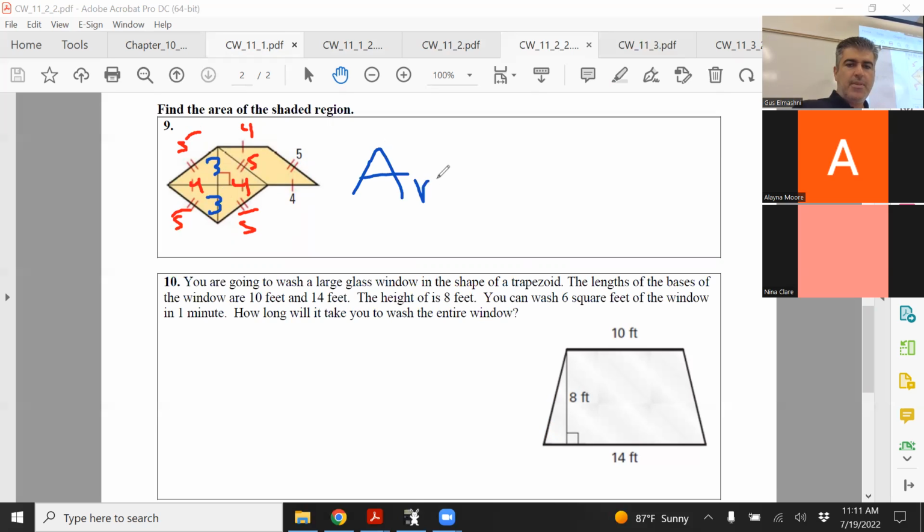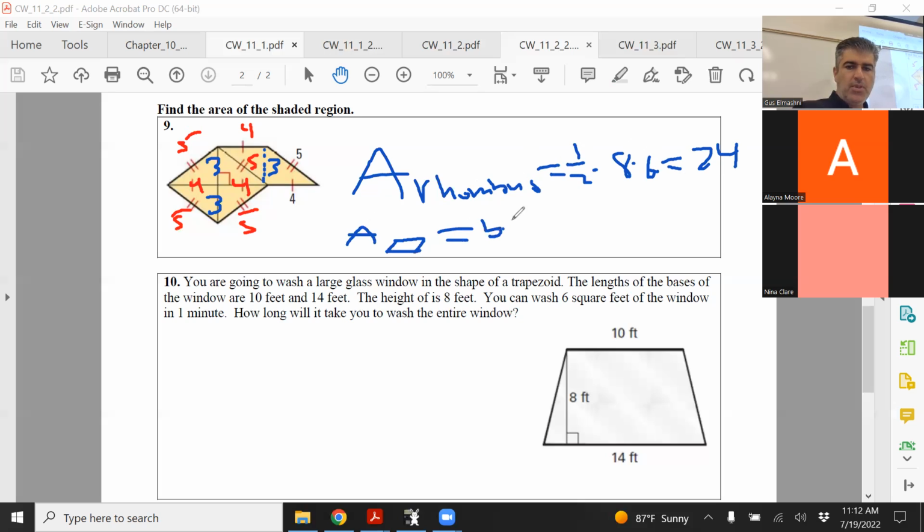So you've got a rhombus. Half of 8 times 6. That's going to be 24. And then for the parallelogram, that's also 3. That's base times height. The base is 4, the height's 3. So you get 12, and all that adds up to 36.